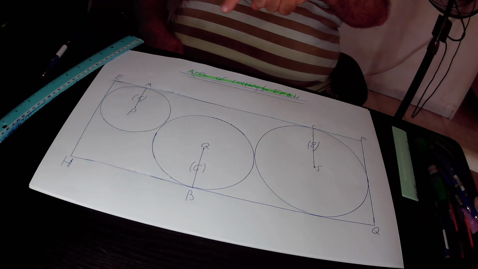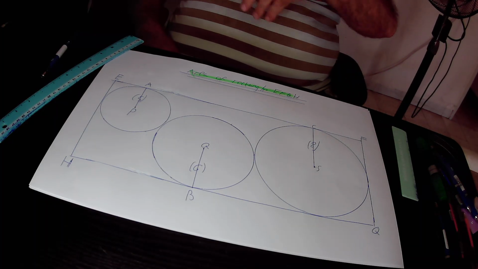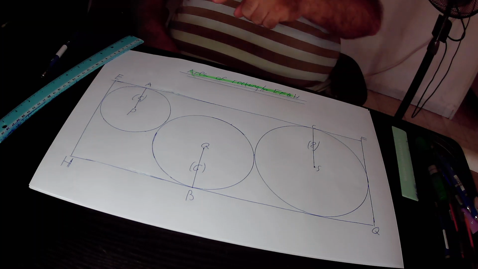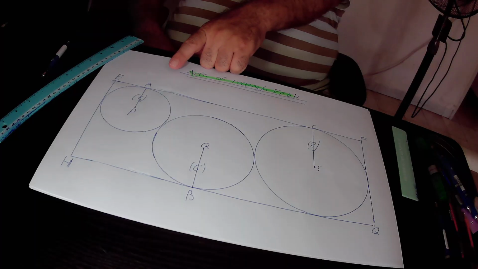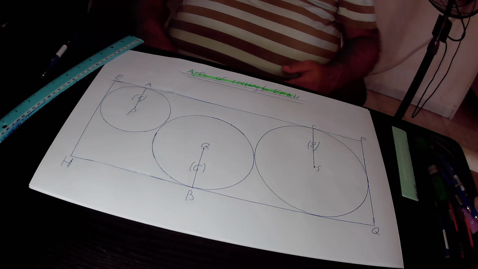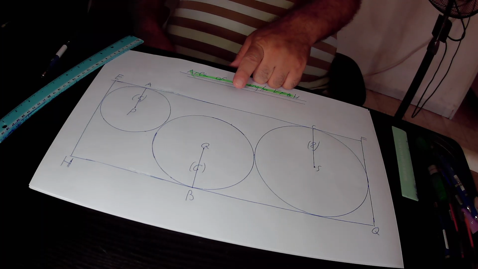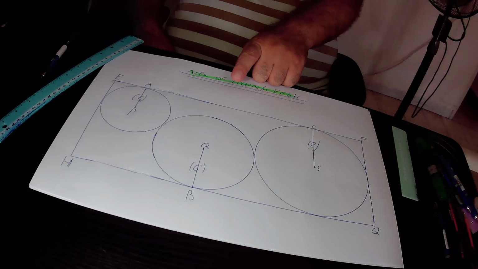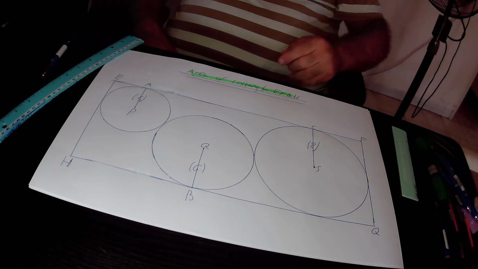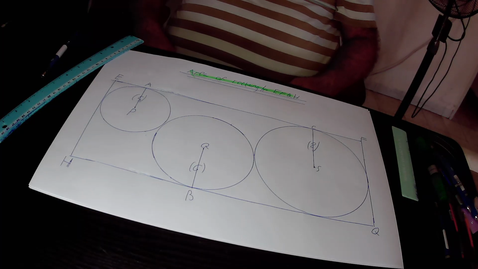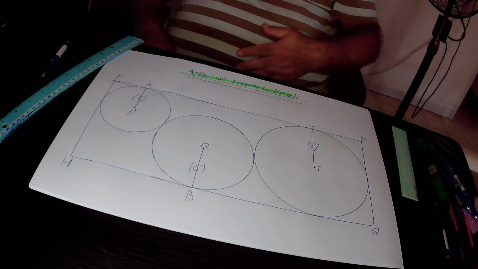In the drawing, we have this big rectangle EFQH. Inside this big rectangle, we have three circles. The radius of this small circle is equal to 5 units in its length. The radius of this medium circle is equal to 6 units, and the radius of this big circle equals 8 units. Again, our task is to find the area of this big rectangle EFQH.